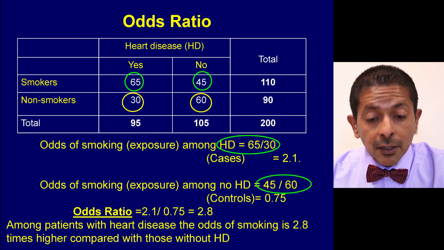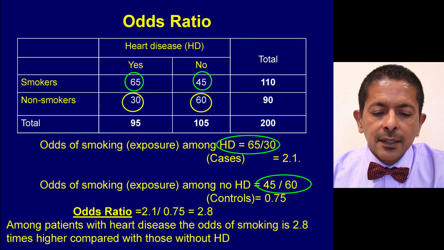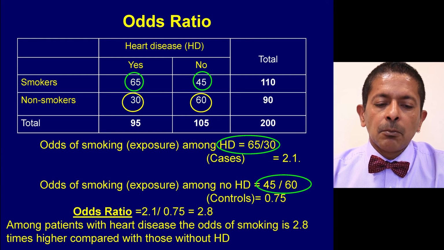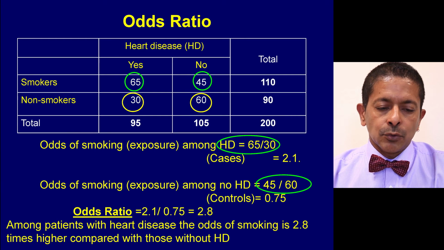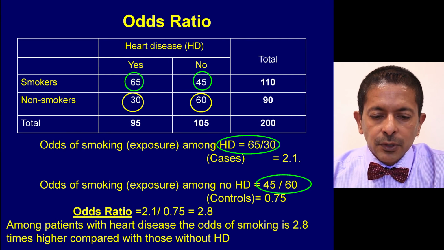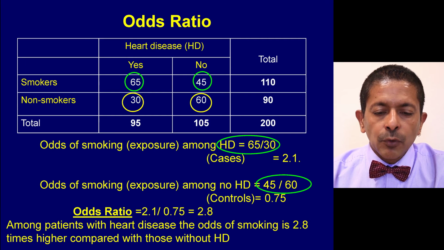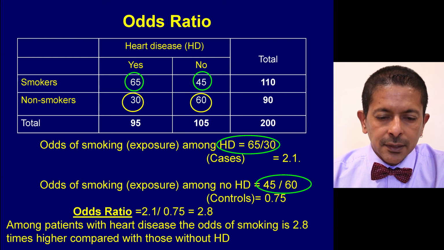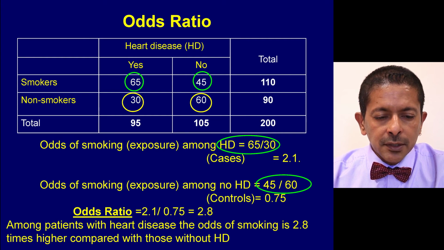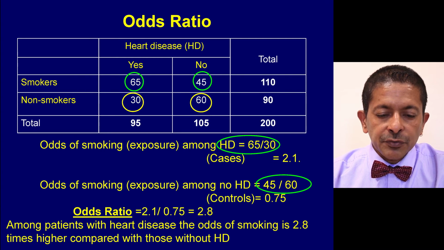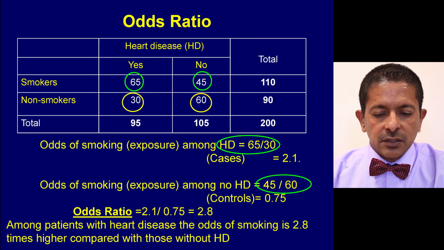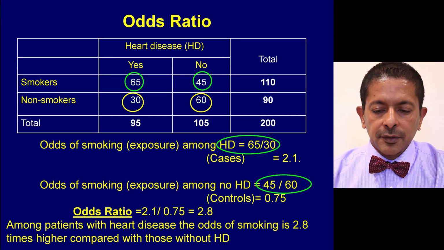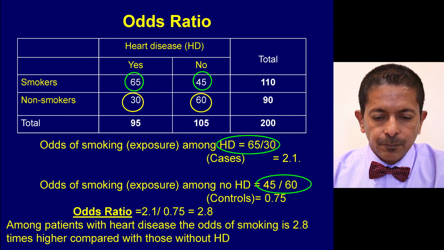You start with heart disease and you go back and you look at how many of those with heart disease smoked as against those who did not smoke. So in this example, out of all those who had heart disease, 65 were smokers, while 30 were non-smokers. The odds of smoking, or the exposure, among those with heart disease is therefore 65 divided by 30, 2.1.